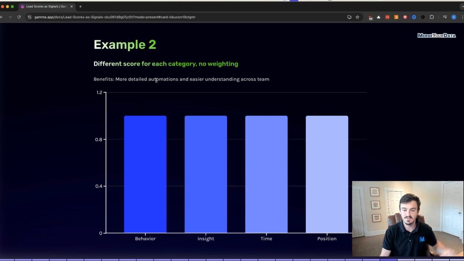The benefits of this we talked about before: more detailed automations and easier understanding across a team. You can just look at each individual score and then add them up. And so it's easier to do the math in your head. It's easier to understand what means what. It's not as accurate just because they're all weighted evenly. So that's the downside to it.